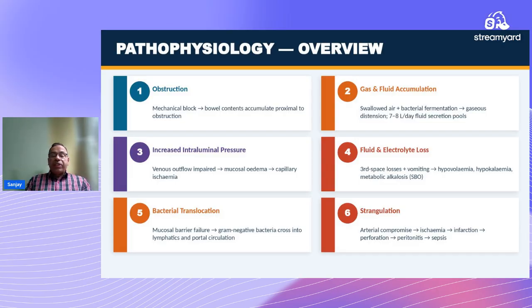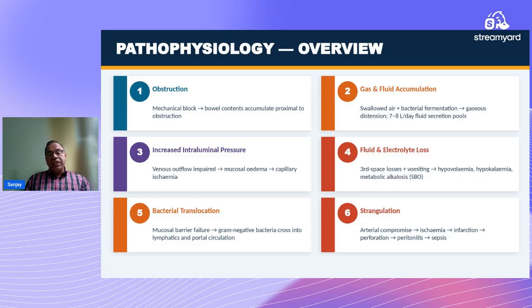And because the patient has third space loss, as well as vomiting, the patient would go into hypovolemic shock, hypokalemia, and metabolic alkalosis. This is specifically seen in small bowel obstruction rather than large bowel obstruction. So this third space loss leading to hypovolemia and electrolyte imbalances like hypokalemia is also one of the ways in which the complications of intestinal obstruction are magnified or multiplied.